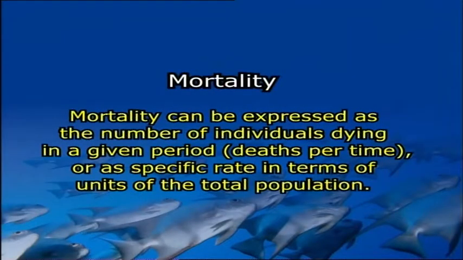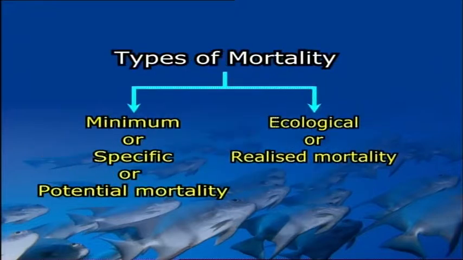Mortality. The other important population characteristic includes mortality. It refers to death of individuals in the population. Mortality can be expressed as the number of individuals dying in a given period, that is deaths per time, or as specific rate in terms of units of the total population. Mortality can be distinguished into two types: minimum mortality and ecological or realized mortality.